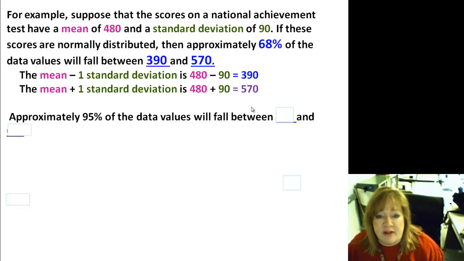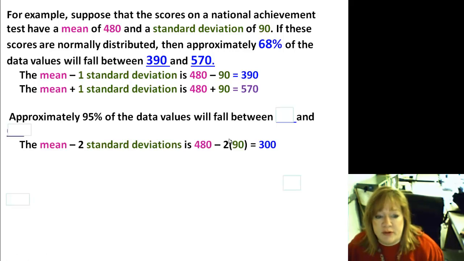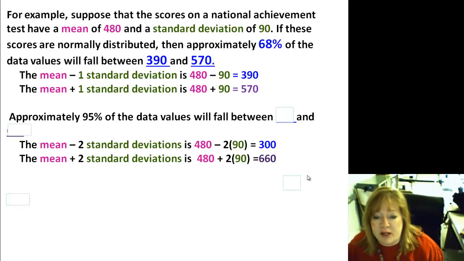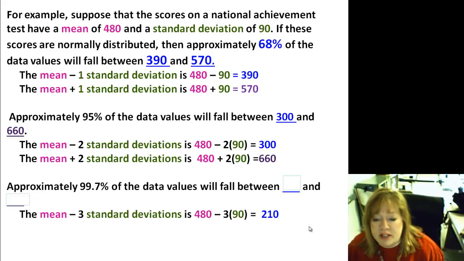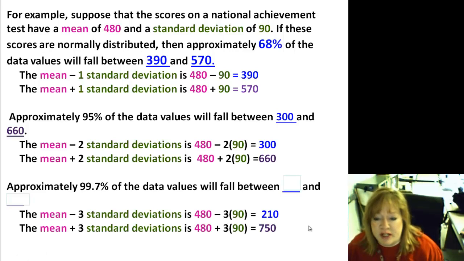Approximately 95% will fall between 2 standard deviations, so we're going to do the same thing, except we're going to multiply the 90 by 2 on both of those. So mean minus 2 standard deviations is going to be 300, plus 2 standard deviations is going to be 660. With 99.7%, instead of 2 times 90, it's 3 times 90, because it's going to be the mean minus 3 standard deviations and the mean plus 3 standard deviations. So it's going to fall between 210 and 750.